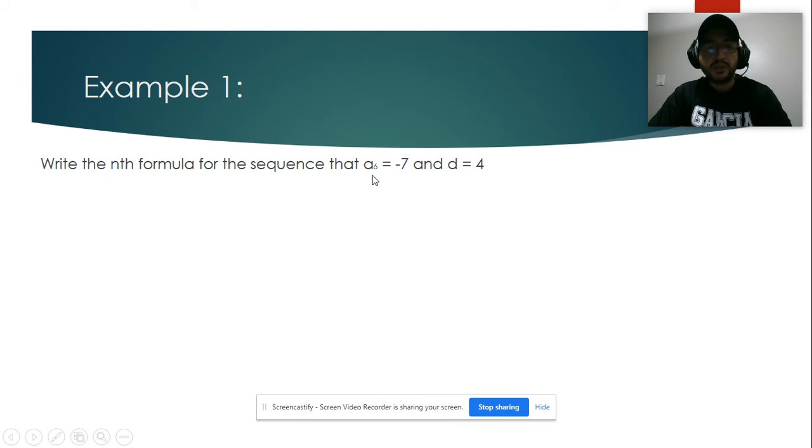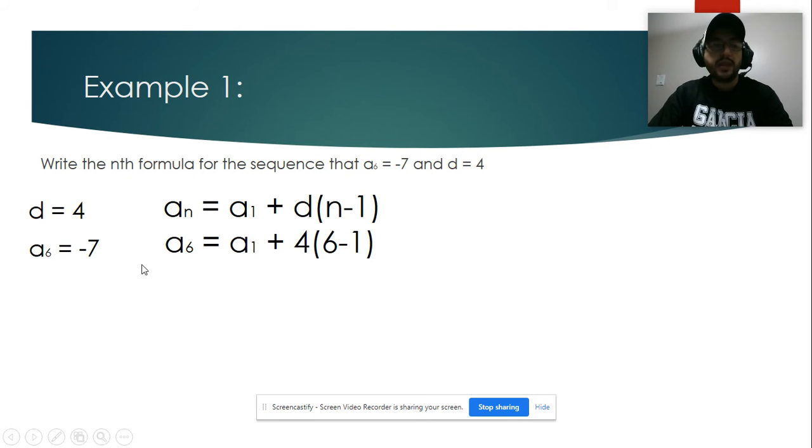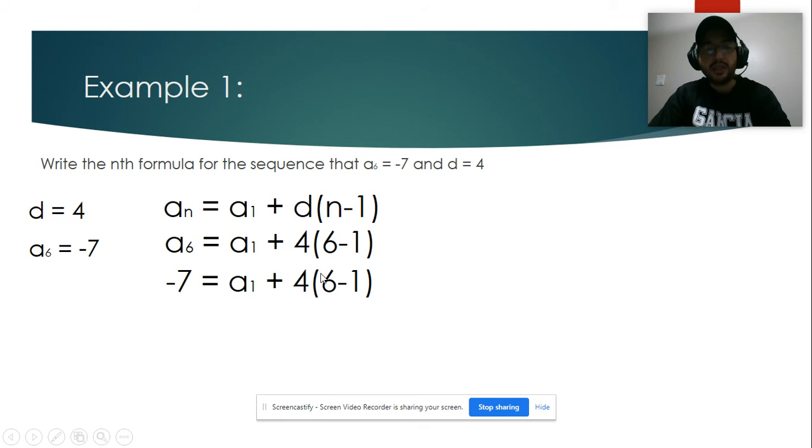Write the nth formula for the sequence where the sixth term is equal to negative 7 and the distance is equal to 4. So we're going to use these two to find the first term first, and then with the first term and the distance, we're going to find the nth formula. So a sub n, in this case, is going to be a6 equals a sub 1 plus the distance, which is 4, times 6, because that's the n, minus 1. So use the distributive property, but before using it, we can substitute the a sub 6 with negative 7. Then we can use the distributive property because we only have an equation with one variable.